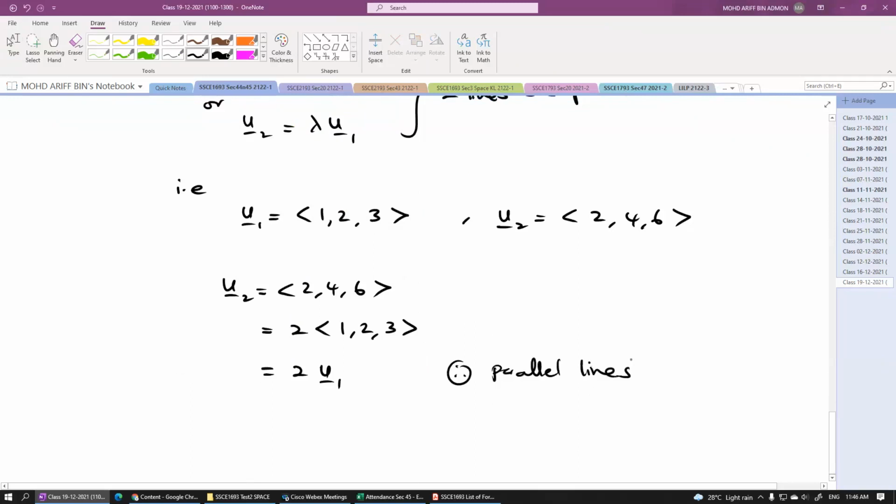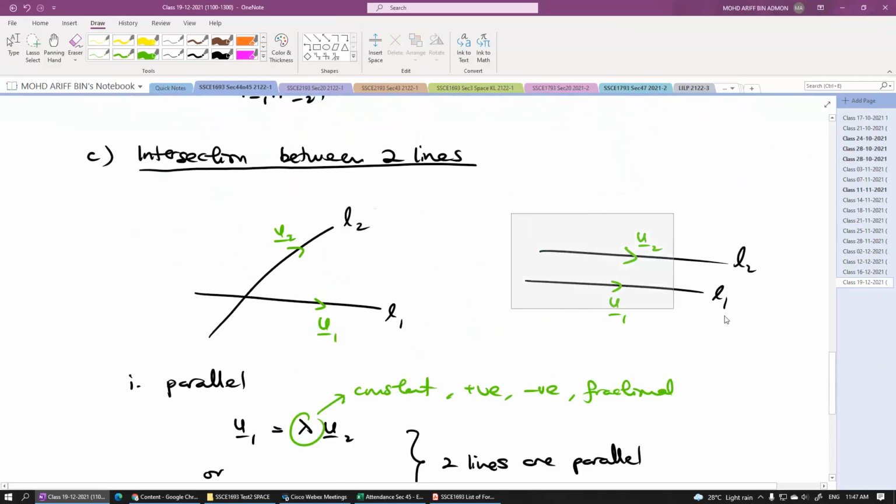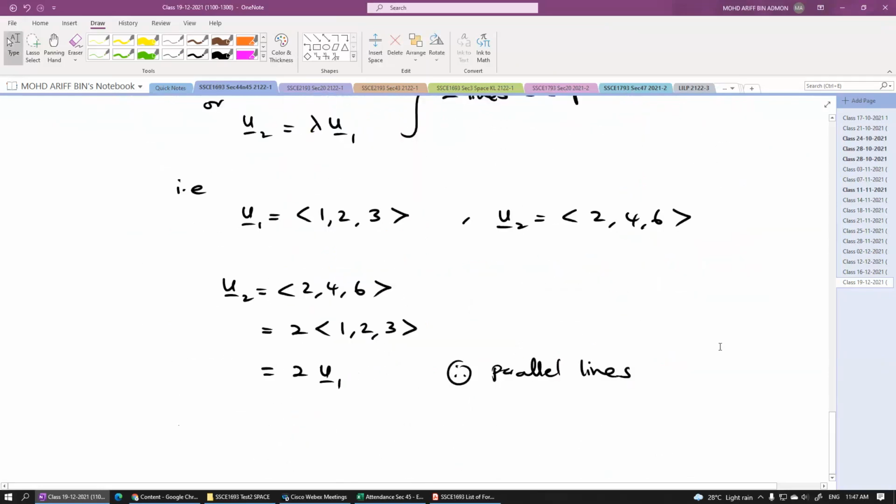So once again, U1 is a parallel vector to line 1, U2 is a parallel vector to line 2. So by showing this, you know that both lines are parallel. Okay, so another example, for example, U3. U3 is (5, -1, 0), for example.